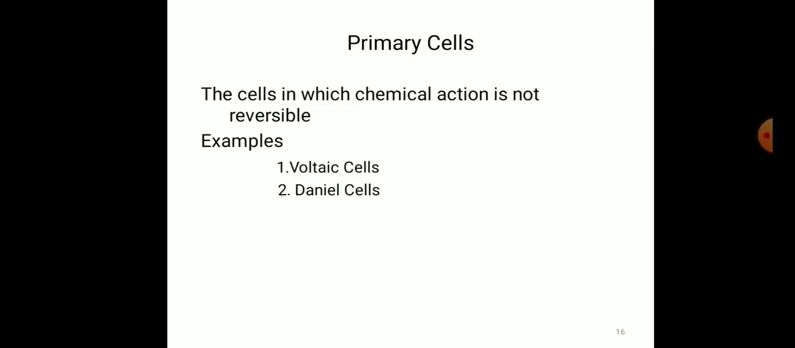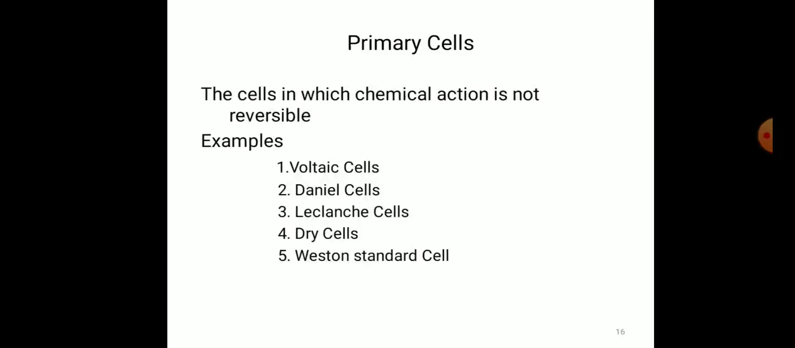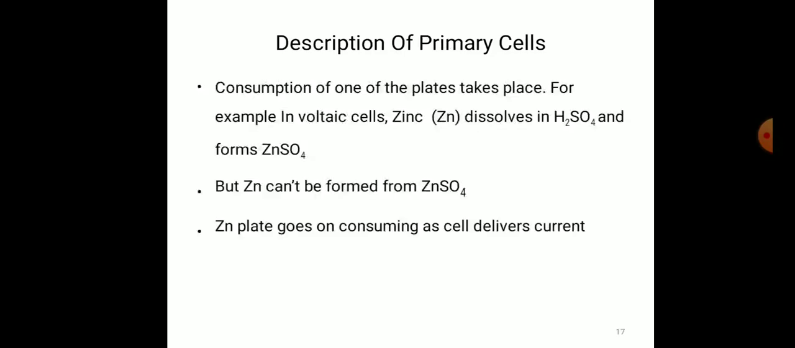Examples are voltaic cells, Daniell cells, Leclanché cells, dry cells and Weston standard cells. These are primary cells, in which the chemical action is not reversible. What is the description of the primary cells?